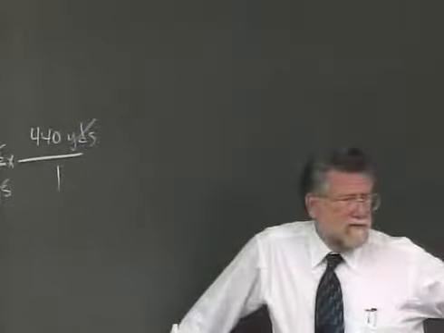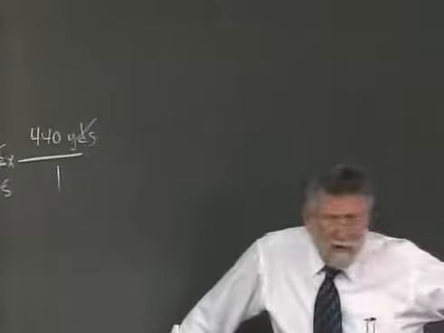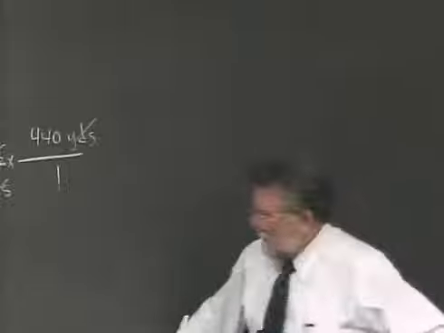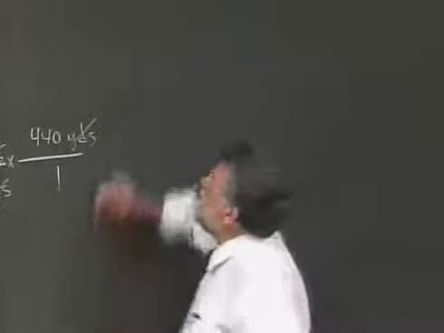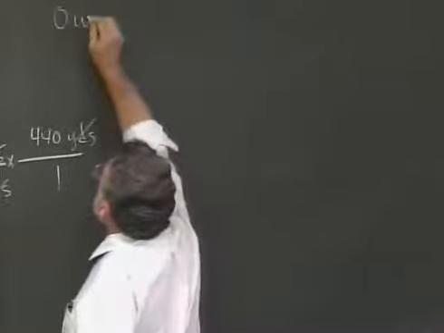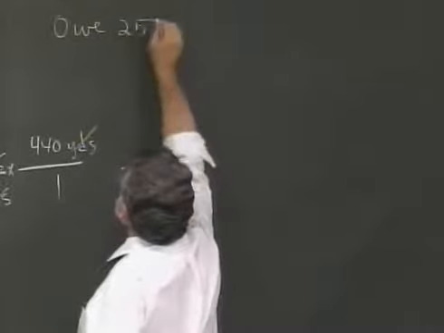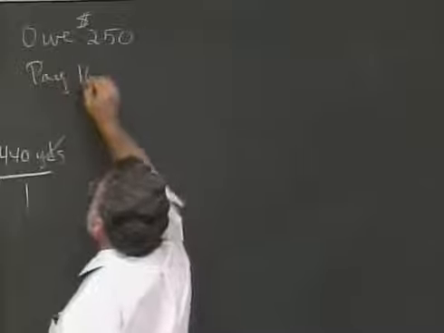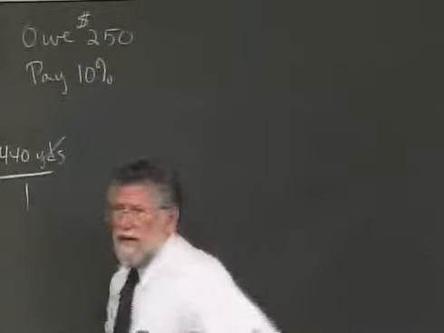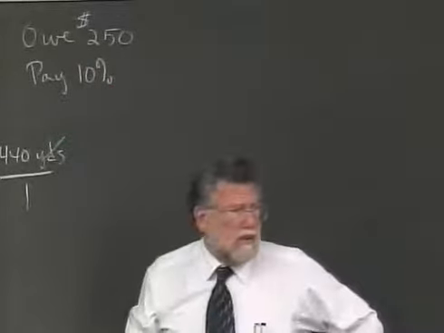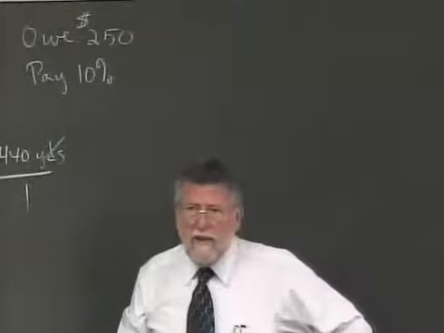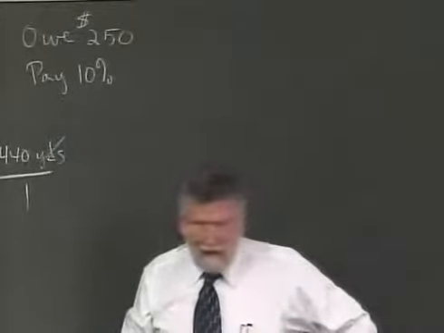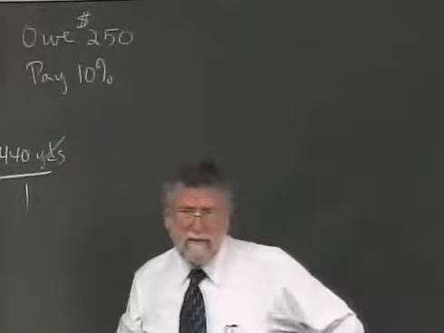What was your answer? $250. Excellent. Because if you owe $250 and you're paying 10%, then you would move the decimal over one place to the left, and you would get $25. Make sense?